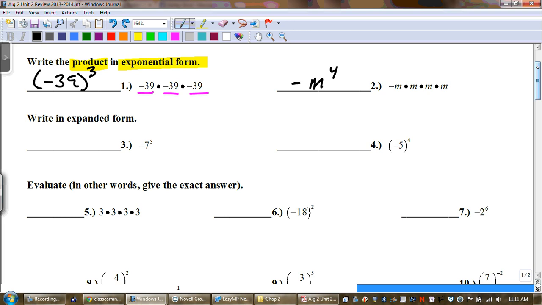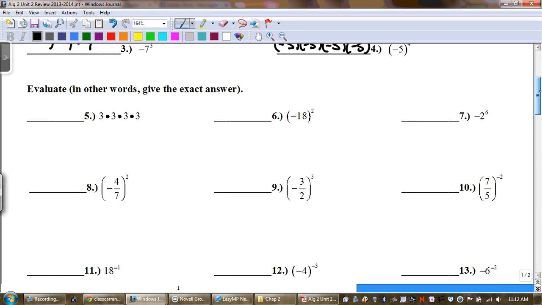Okay, next part says to write an expanded form, so that's pretty much saying make it look like that. So negative 7 to the third power, we have 1 negative and 1, 2, 3 sevens. And number 4 is going to be like number 1 up there, where negative 5 times negative 5 times negative 5 times negative 5. We use the parentheses just to make sure we don't forget about those negative signs.